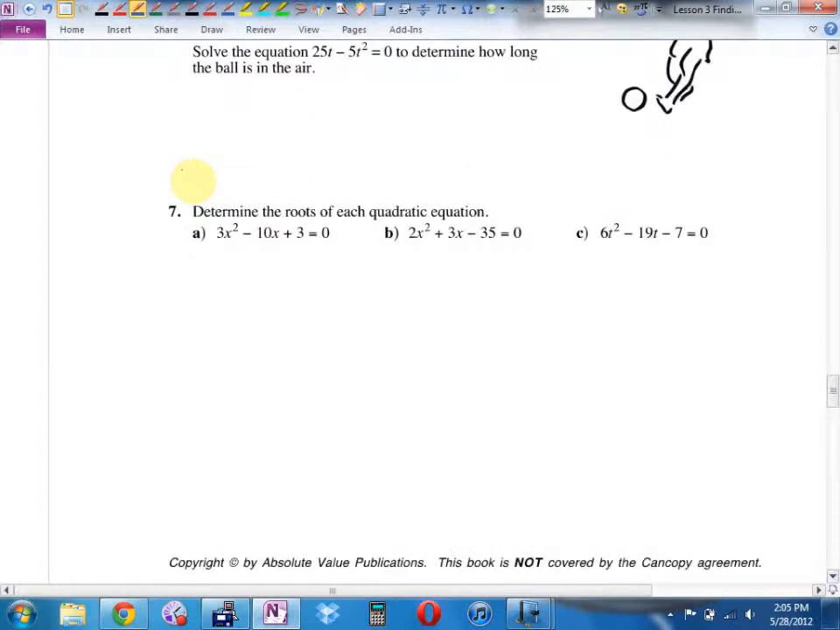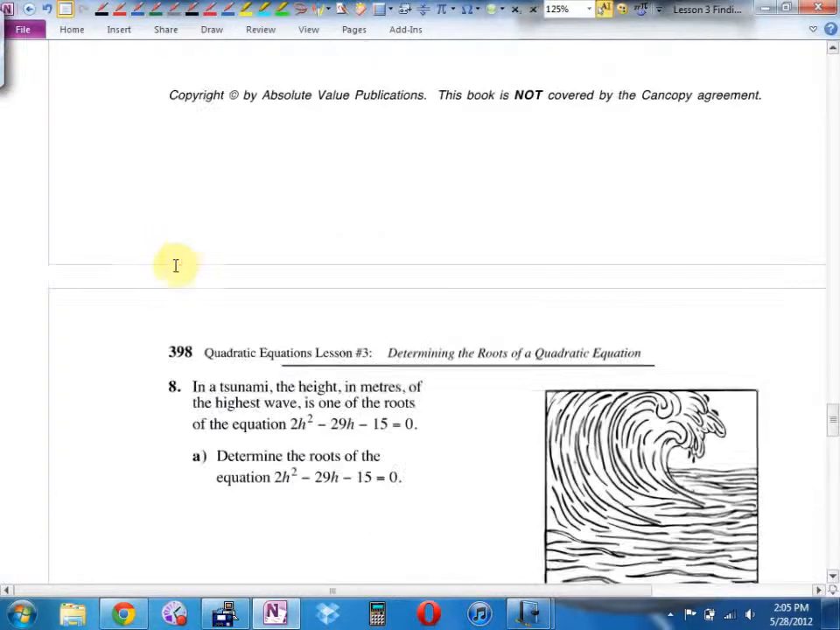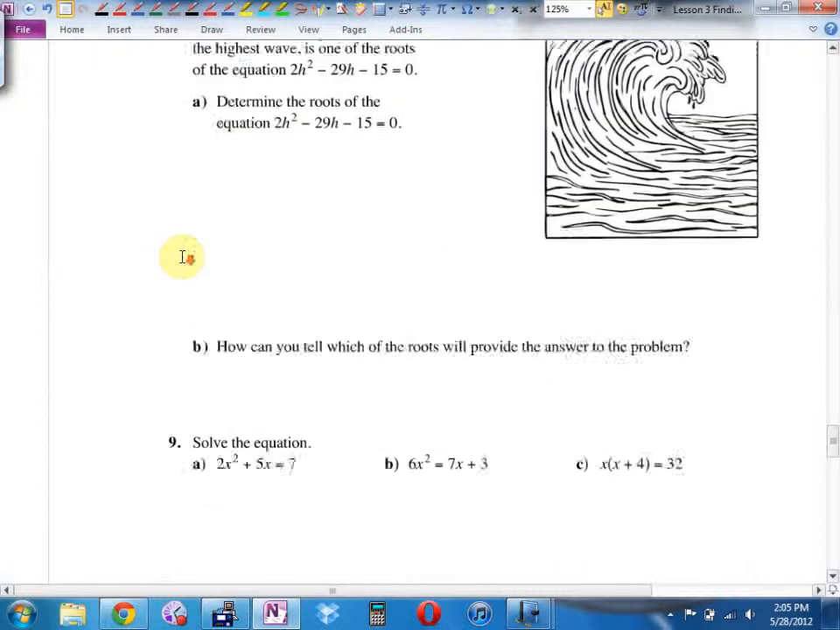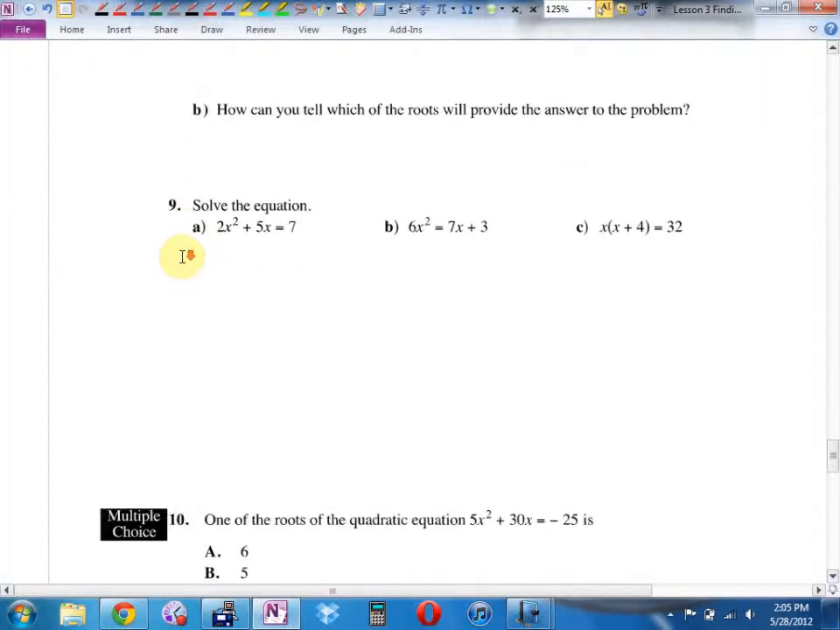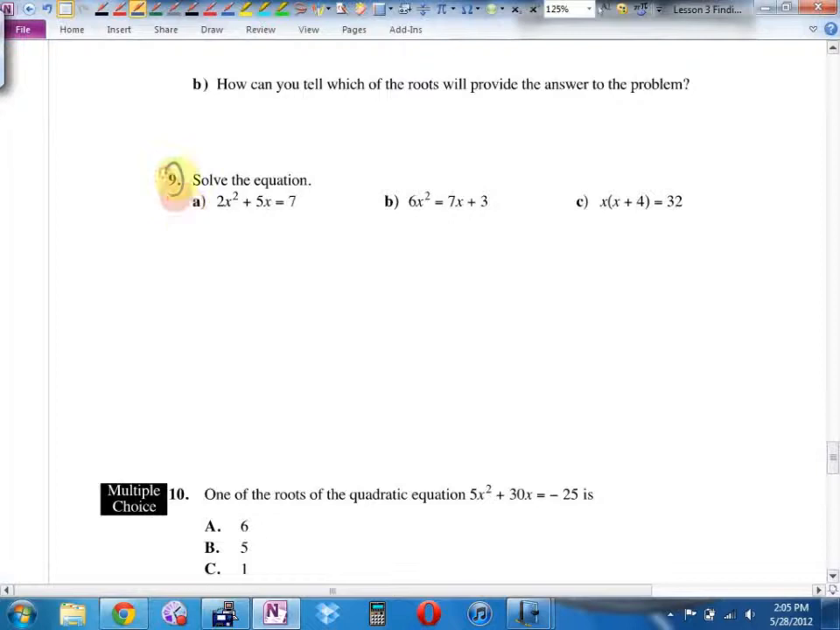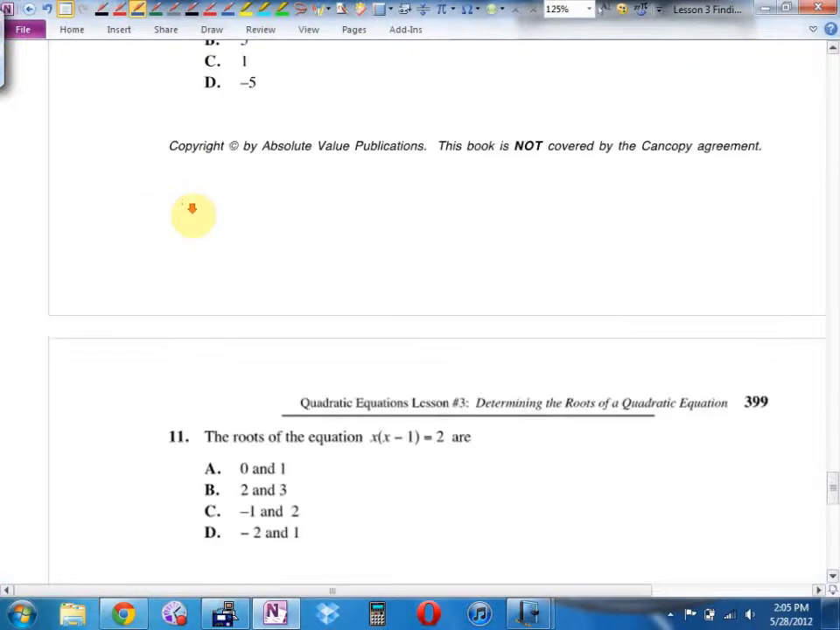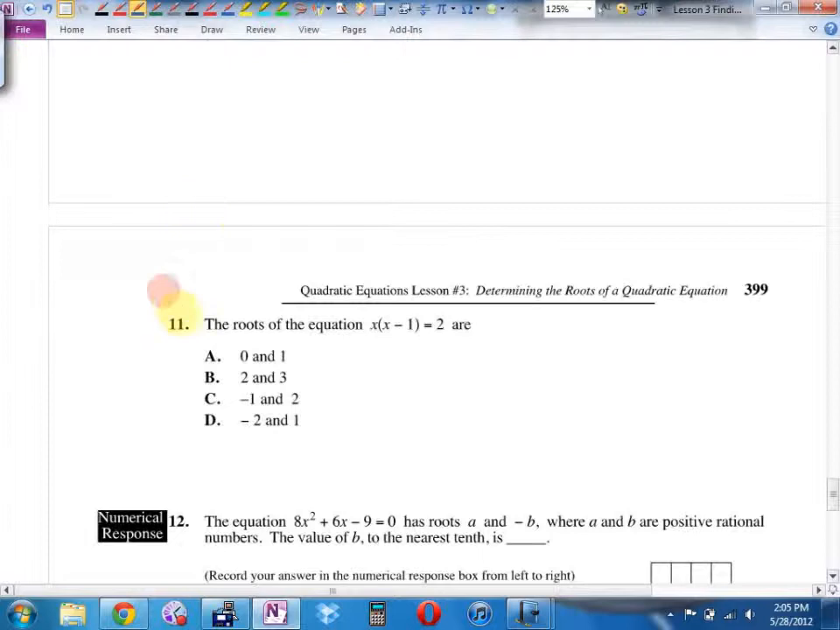Now if we look at number 7, this is going to be the decomposition method. This is where the roots are going to be a bit yuckier. They're going to be fractions. It's going to be change the sign, divide by the coefficient. So number 7, all. Number 9. Number 11.